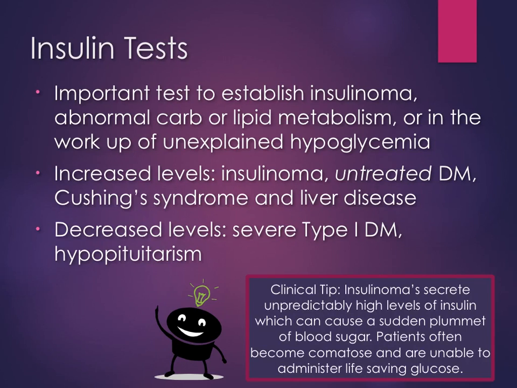Clinical tip here, insulinomas secrete unpredictably high levels of insulin, which can cause a sudden plummet in blood sugar. This is tough for patients because sometimes the blood sugar drops so quickly that they're unable to give themselves any oral glucose or eat something to help keep their levels up. And so they end up becoming comatose before they can self-treat.